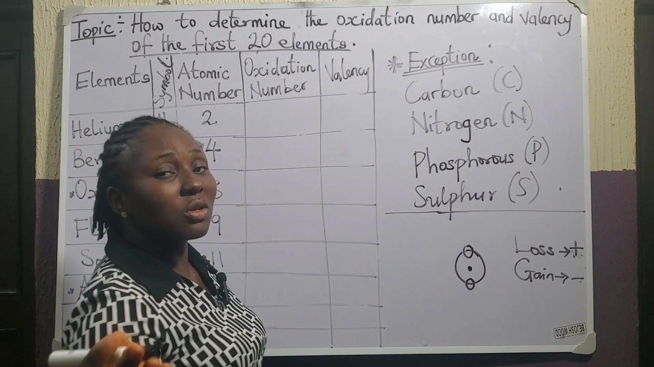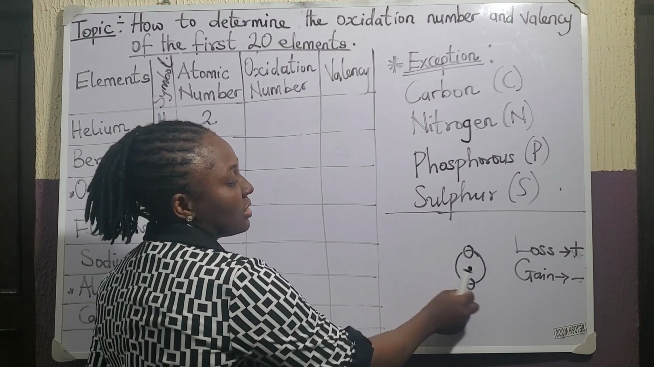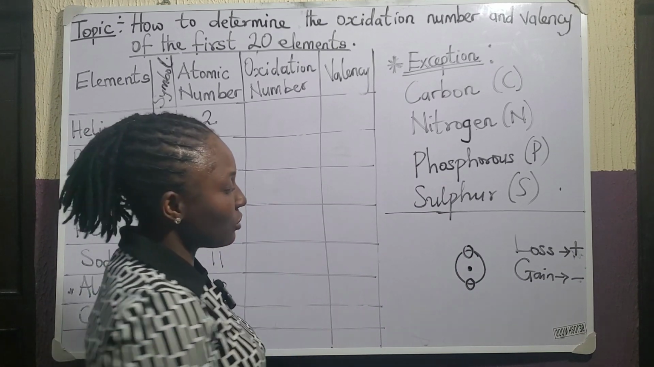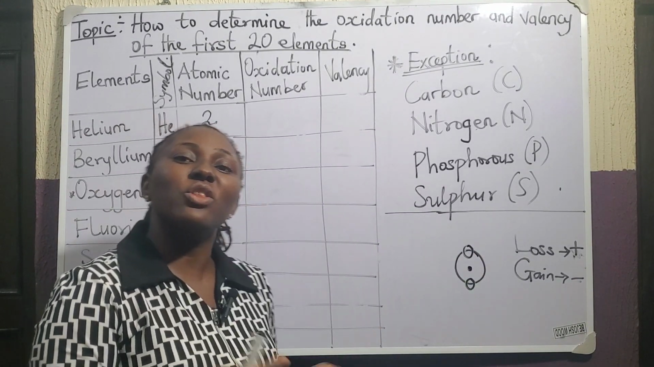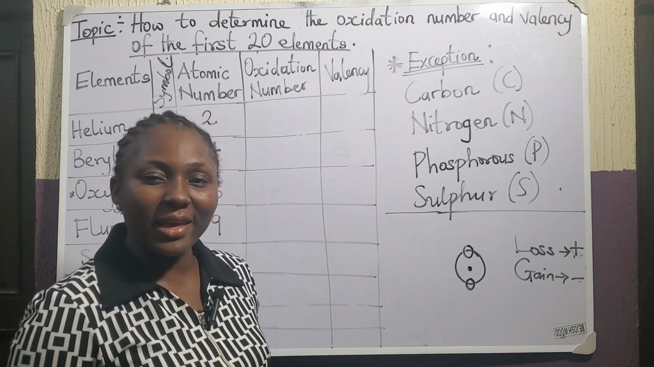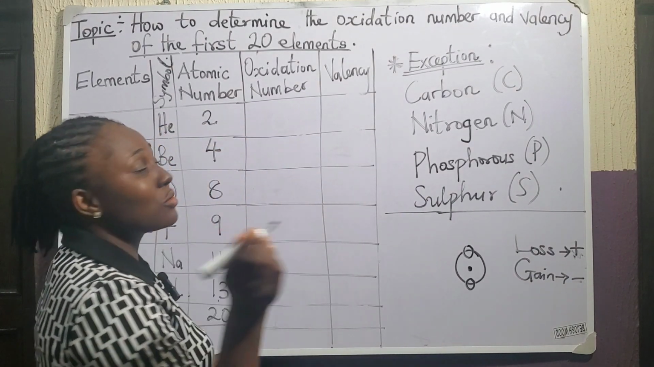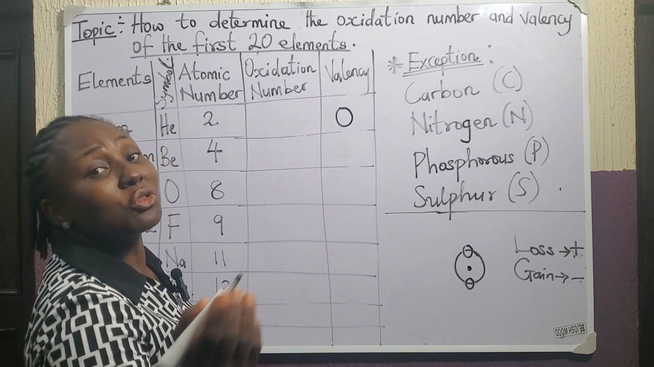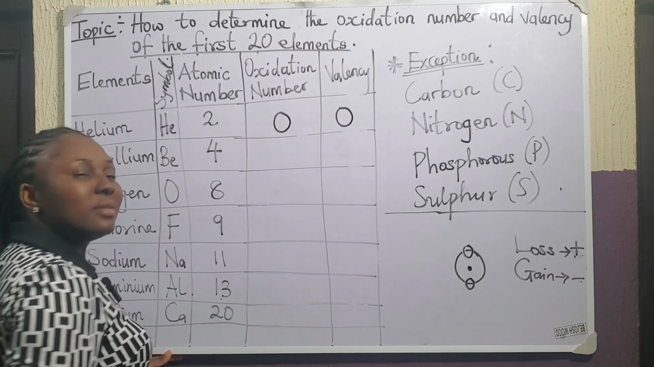But in the case of helium, it has a complete shell. Look at it. The first shell contains a maximum of 2 electrons. So it has 2 electrons already. So it will not lose, it will not gain. For that reason, the valency of helium is 0. Automatically, its oxidation number is 0.